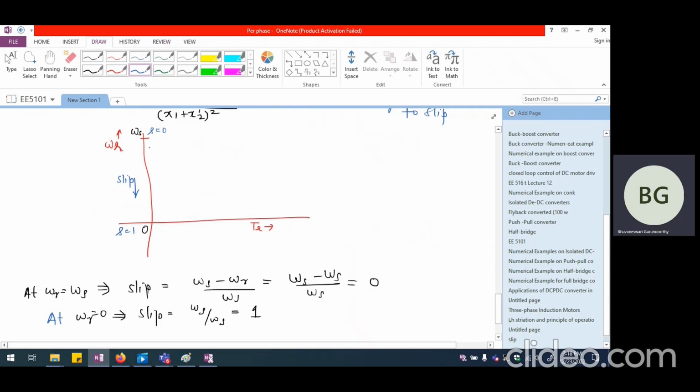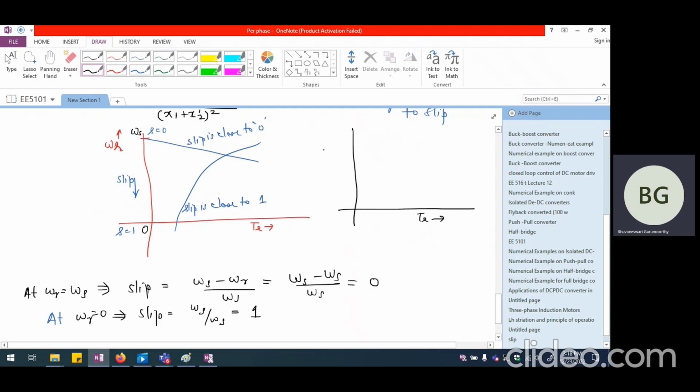So initially, we are going to have slip proportional to torque, and in the other direction, it is going to be a hyperbolic characteristic. So this is when slip is close to 1, and this is when slip is close to 0. So these are the two characteristics we are going to have. So we can just draw this in a smooth fashion, somewhat like this.